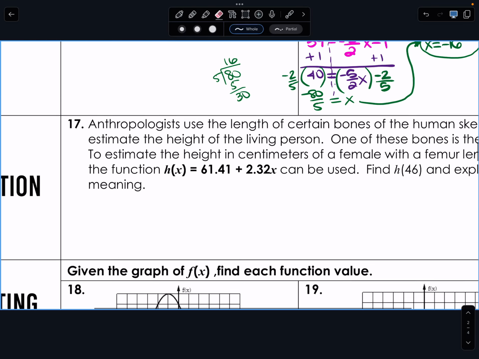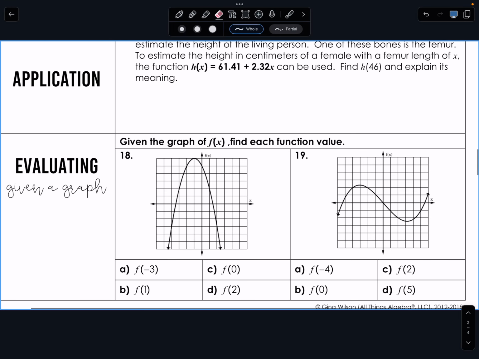Okay. Questions that you guys have? The other ones are just like what we did yesterday. We look at the graph and we figure it out. But you guys have any questions?